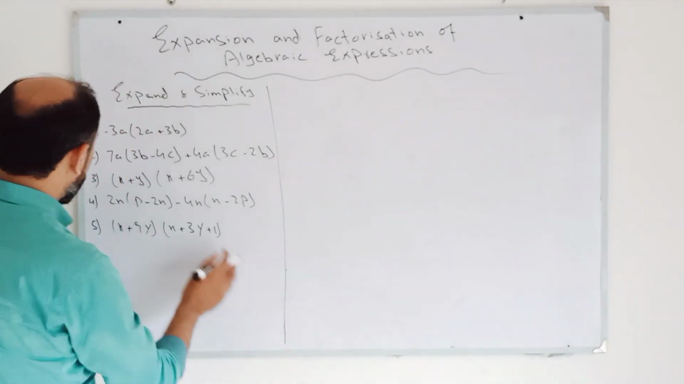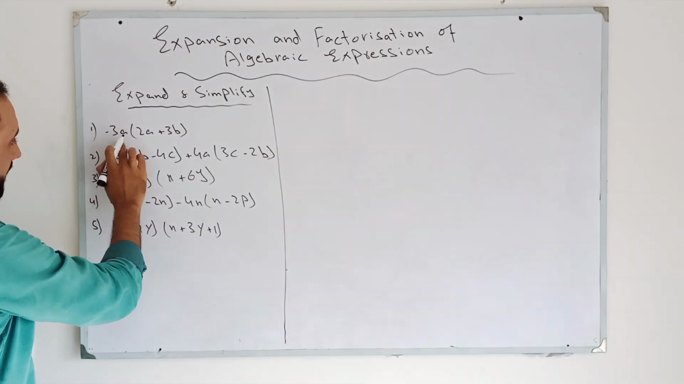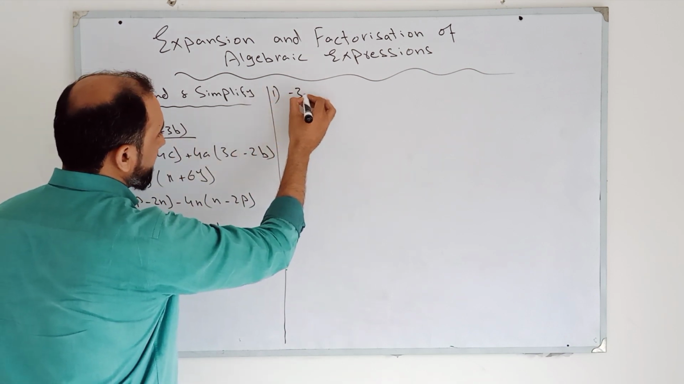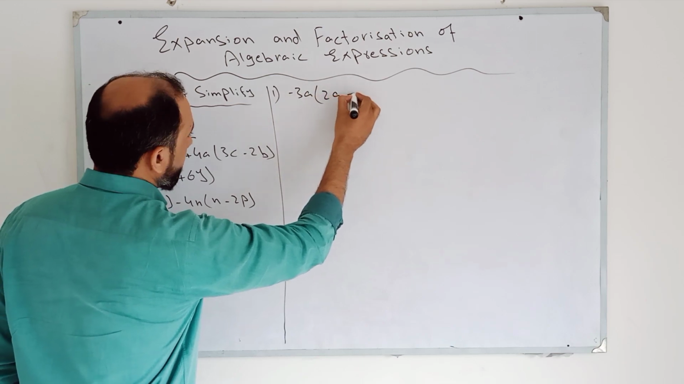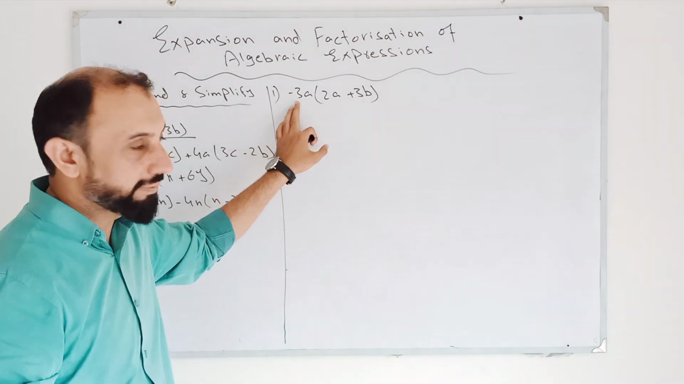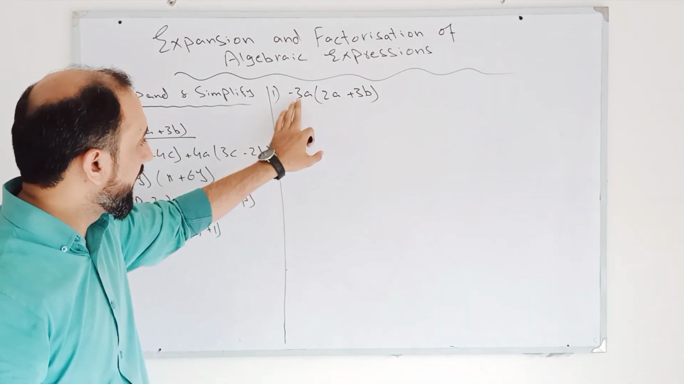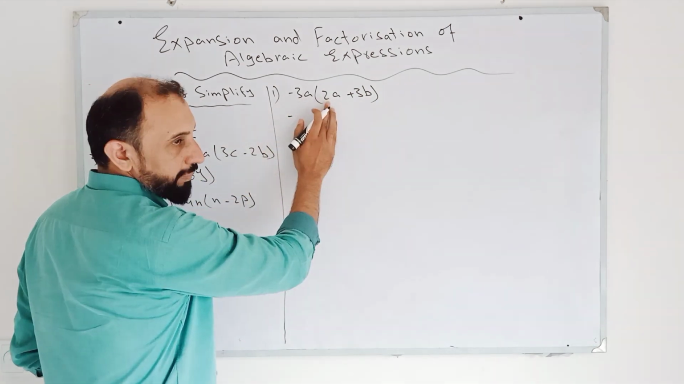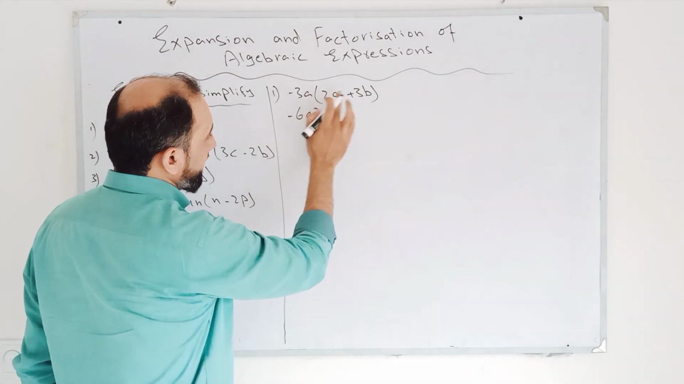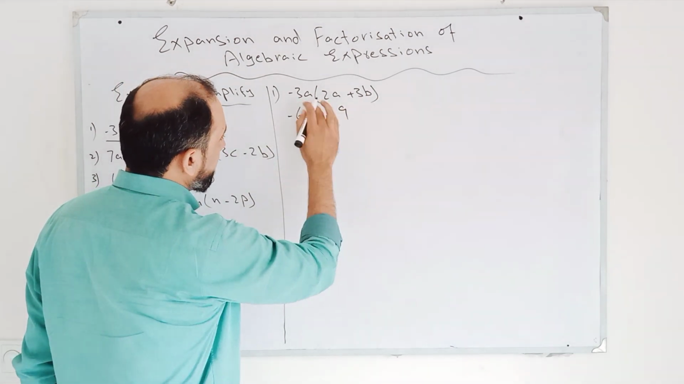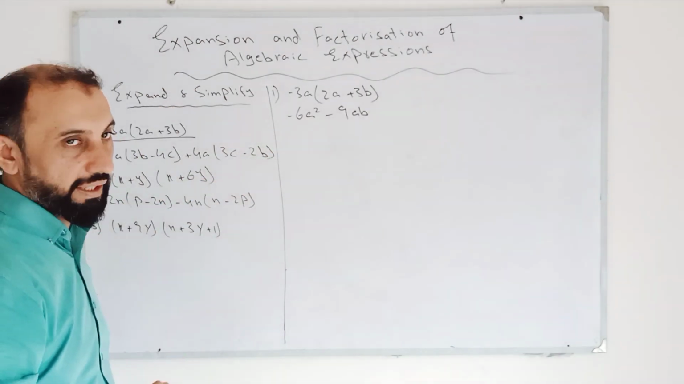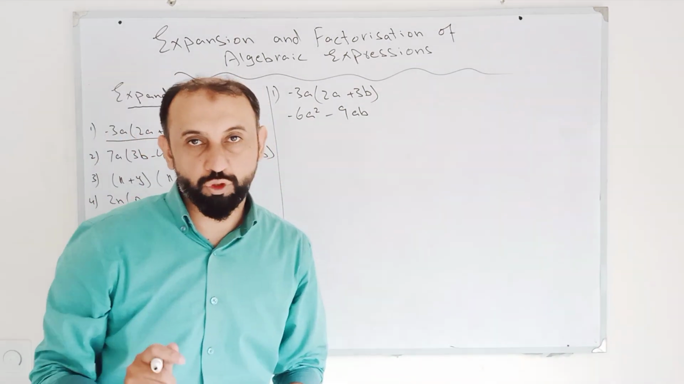So first, question number one: minus 3a into (2a plus 3b). So once again we open the brackets. Minus 3a multiplies the whole bracket. Minus times plus is minus: 3 times 2 is 6, and a multiplied by a is a squared, so minus 6a squared. Minus times plus is minus: 3 times 3 is 9, and a multiplied by b is ab. So minus 9ab. This is the answer of part A.